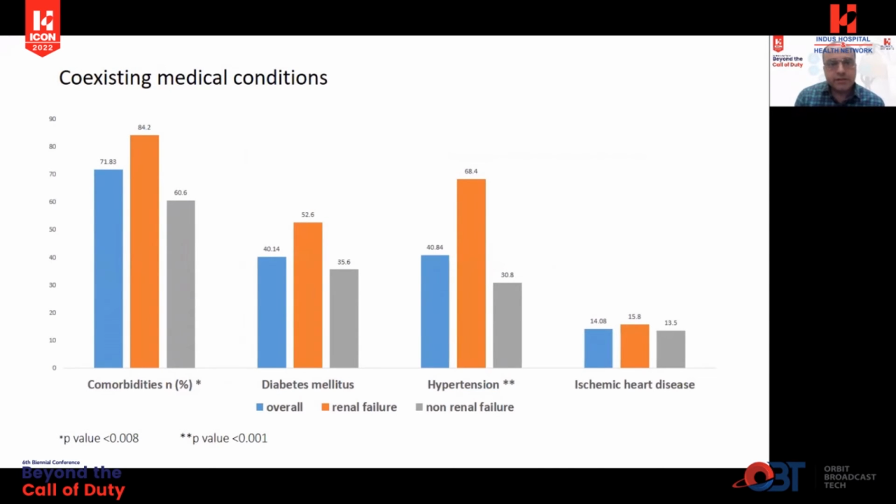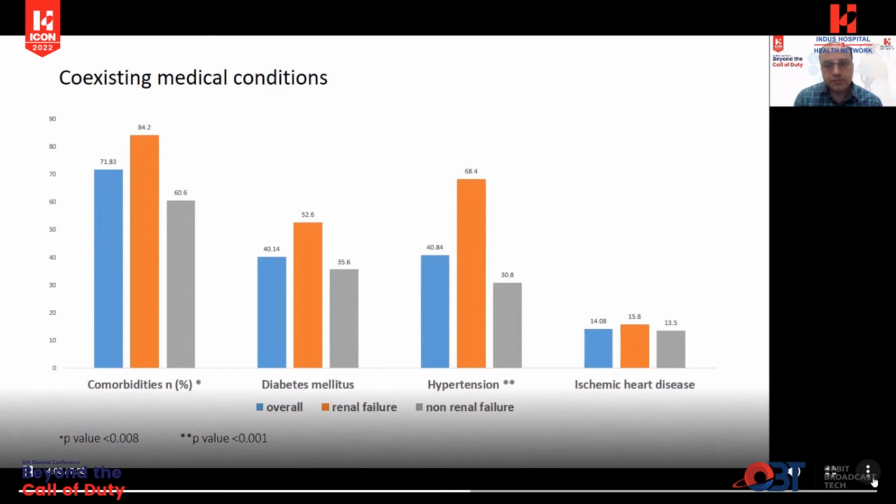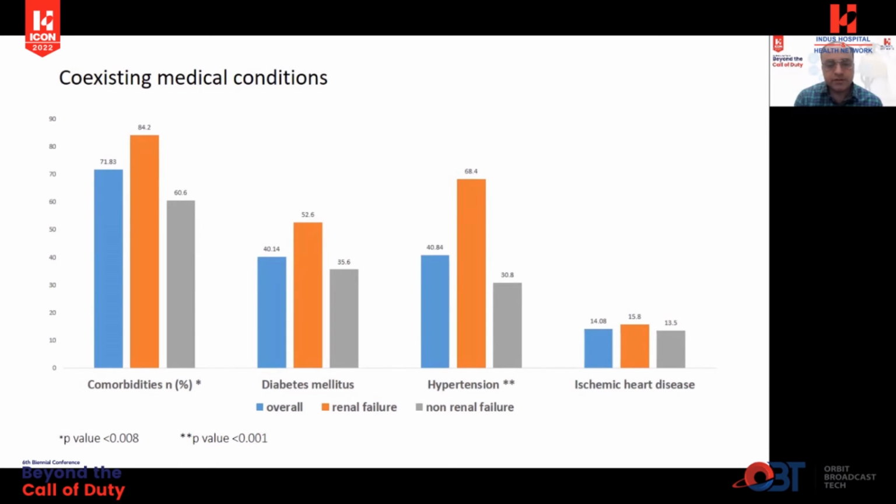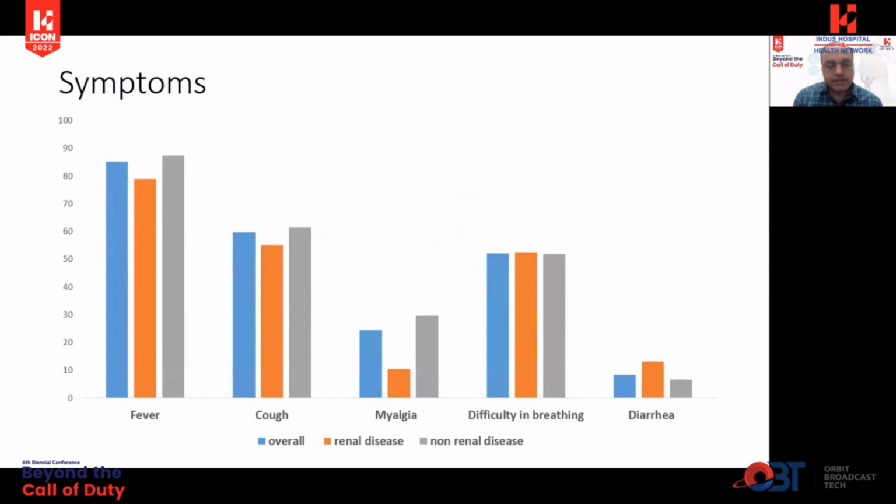But when we looked at the coexisting medical conditions, we found that 84.2% in the renal failure group had comorbidities other than renal failure, as compared to 60.6% in the non-renal failure group, with a p-value of less than 0.008. And more patients in the renal failure group were hypertensive, 68.4% versus 30.8% in the non-renal failure group, with a p-value of less than 0.001. Regarding the symptoms, fever was the most common symptom, followed by cough and shortness of breath, but we did not find any significant difference between the two groups regarding symptomatology.